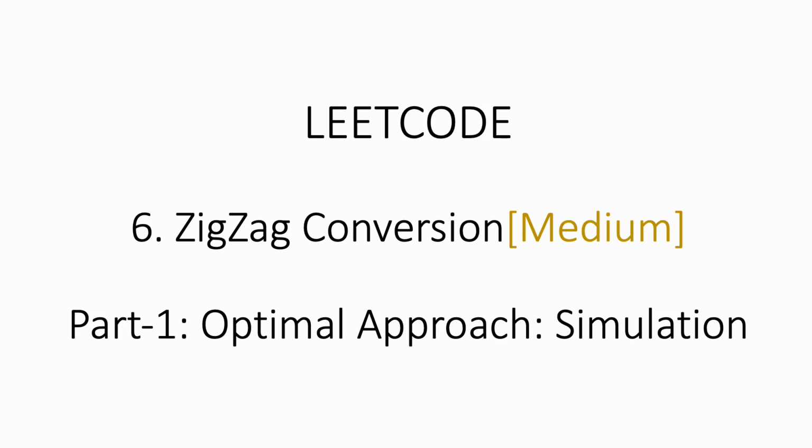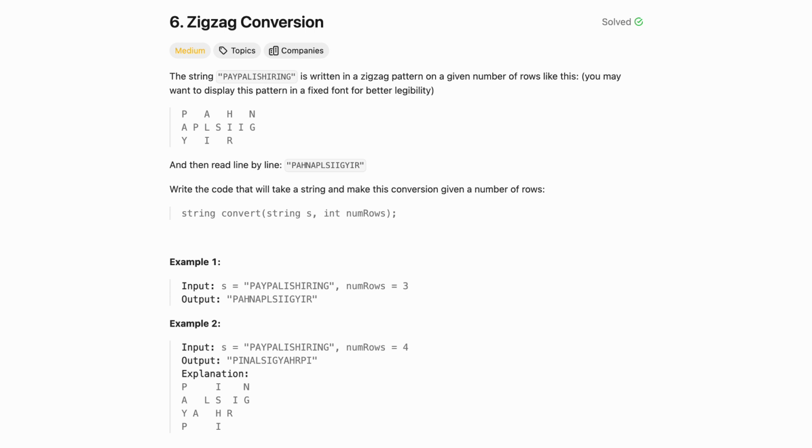Hello everyone. In today's video, we will look at solving LeetCode problem number 6, Zigzag Conversion, with the optimal approach using simulation. Let's go over the question. The string "PAYPALISHIRING" is written in a zigzag pattern in a given number of rows like this, and then read line by line like this.